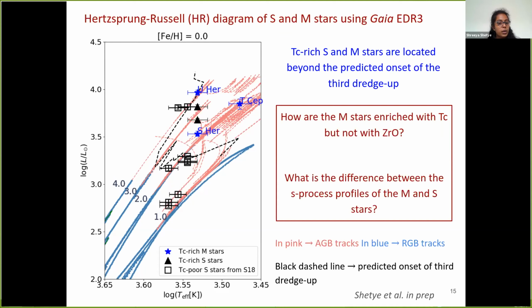Another important takeaway message from this HR diagram would be that an HR diagram is really not sufficient for us to disentangle the nucleosynthesis of these diverse groups of AGB stars. So we really cannot do that just by an HR diagram. And our investigation on the s-process abundances of these technetium-rich M stars is still ongoing.